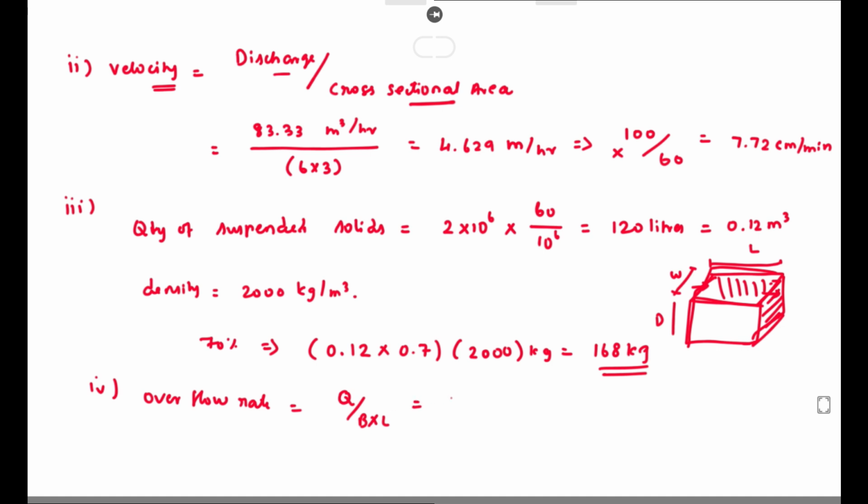Now Q is 83.33 divided by B into L, where B is 6 and L is 15. So we get the value of 926 into 10 power 3 liter per hour per meter square. This is the final answer.